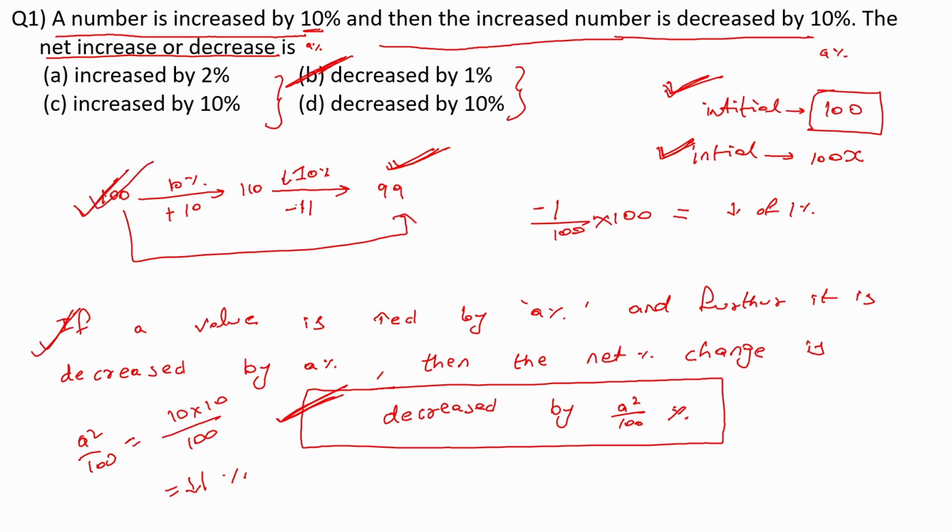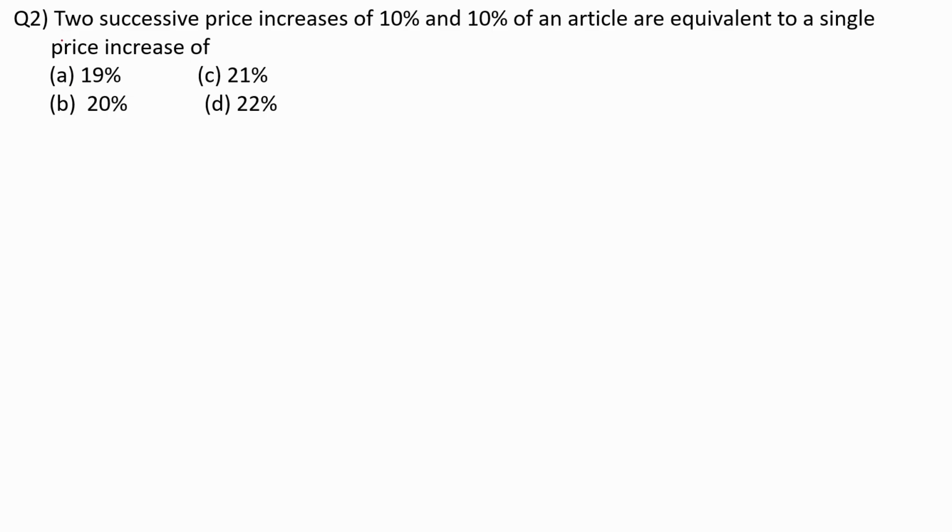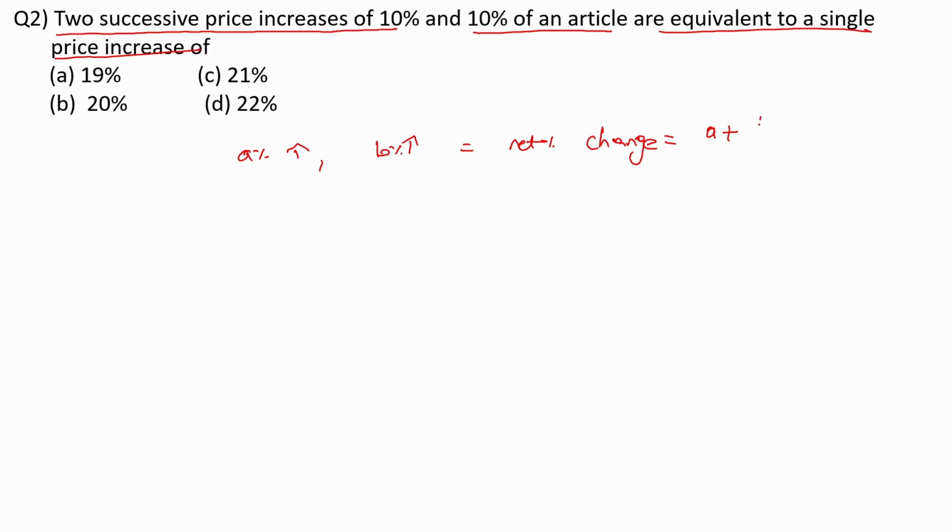You can solve it by this way or by this way. It's up to you, guys. Let's go to the next question. Two successive price increases of 10% and 10% of an article are equivalent to a single price increase of. So as we discussed earlier, if a quantity is increased by a% and then it is increased by b%, then the net percentage change can be given as a plus b plus ab upon 100.